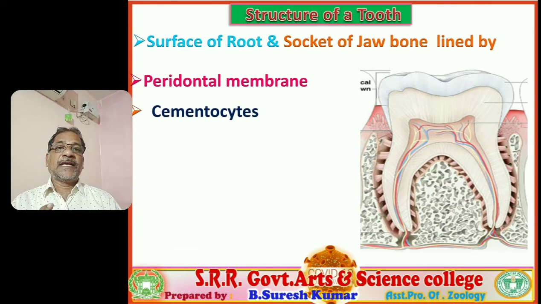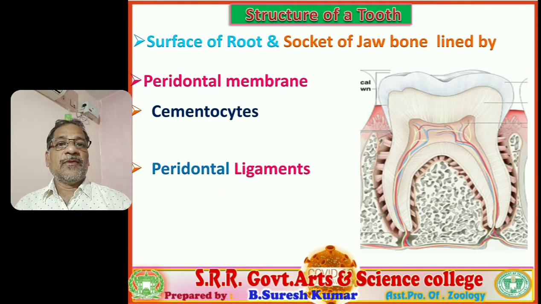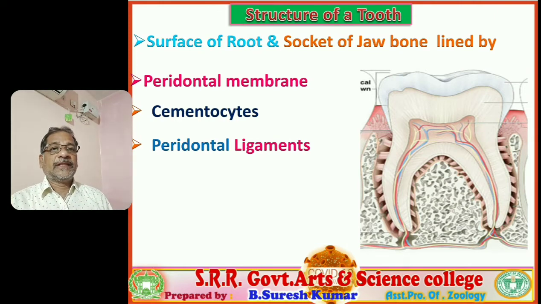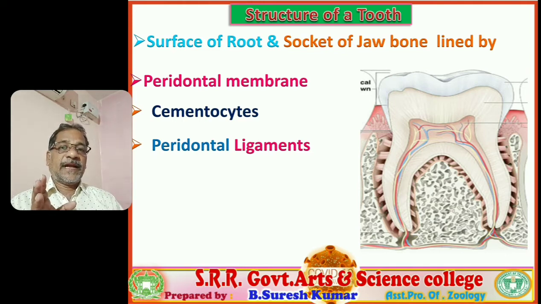That cementocyte secretes the cementum that fixes teeth with the socket of the jawbone. Followed? Right. Next, besides that, we also found some more structures between the root of teeth and the socket of the jawbone. They are periodontal ligaments. What are ligaments?